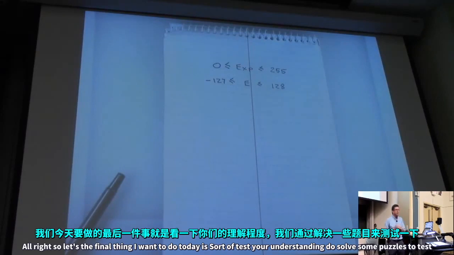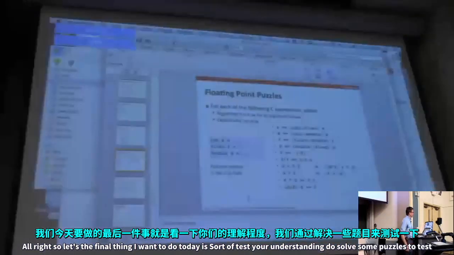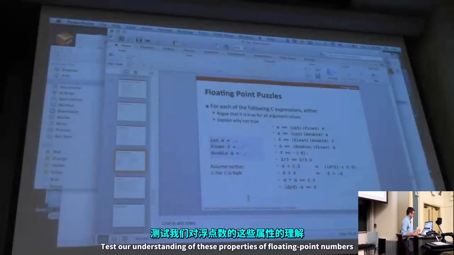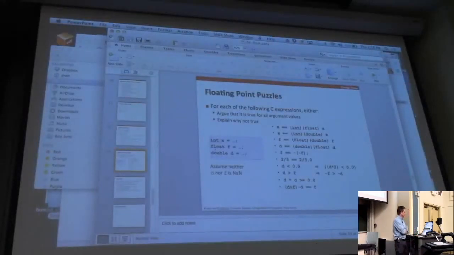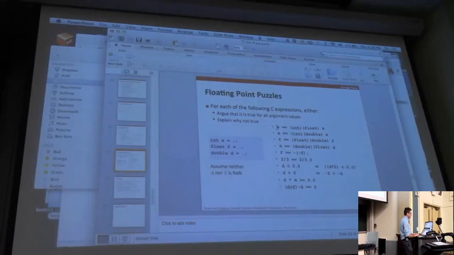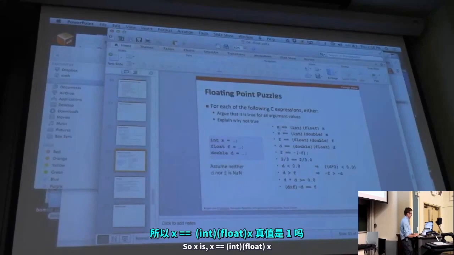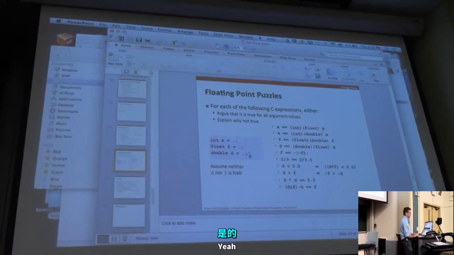All right, so the final thing I want to do today is test your understanding, solving some puzzles about these properties of floating point numbers. Imagine that we have three values: x is an int, f is a float, and d is a double. And then we're evaluating these C expressions. So is x equal to int float x?